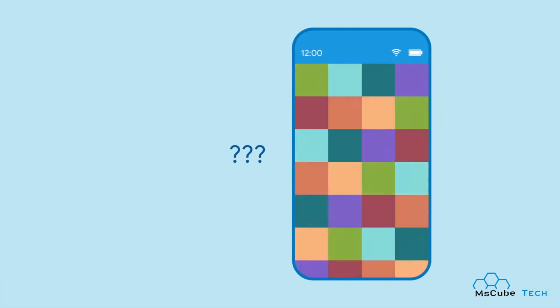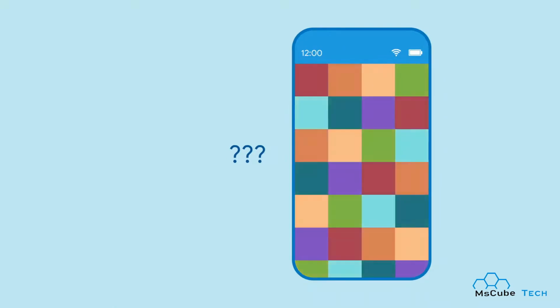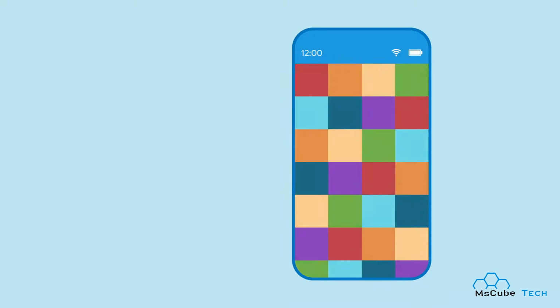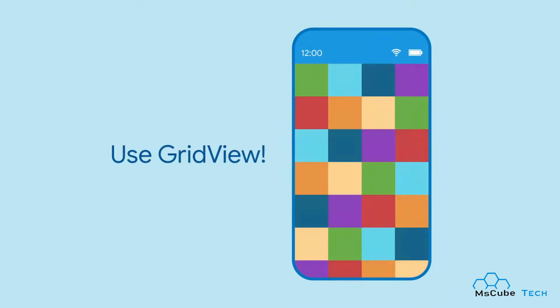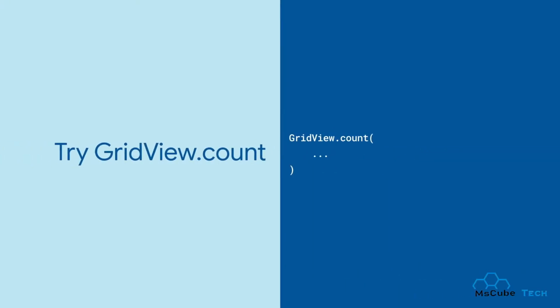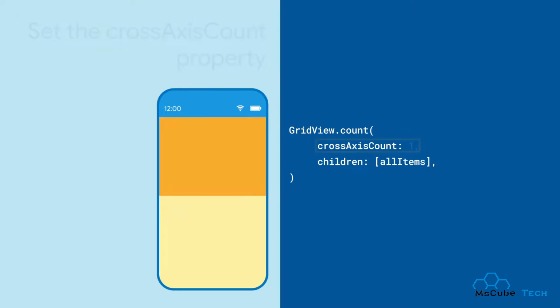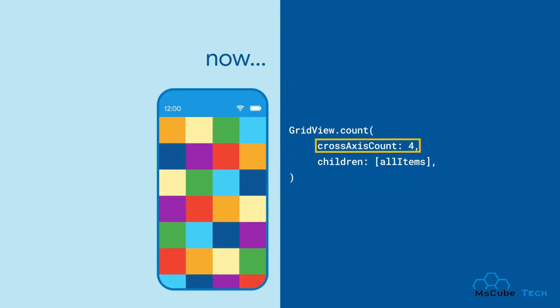Ever created a complex layout with multiple rows within a column? Wow, I wish there was an easier way to create a grid. Well, GridView lets you do just that. While there are many GridView constructors, the most common way to create a GridView is using the count constructor. Start by listing all the items you want in the grid, but it doesn't end there. Control how many items you want across the grid by setting the crossAxisCount property. Setting it to 1 makes it look like a normal list, but setting it to 4, now that's next level.